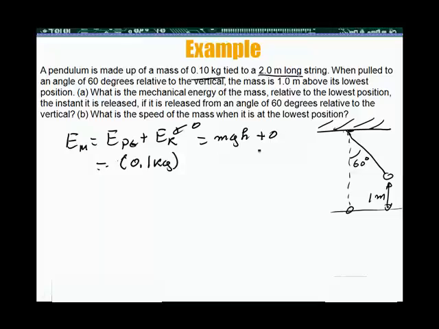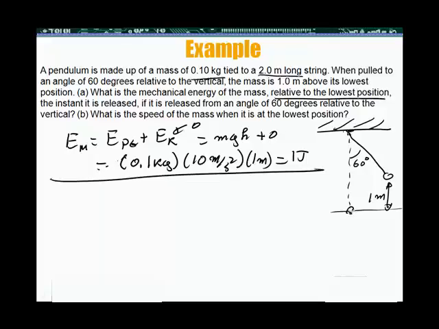It's going to be 0.1 kilograms, the mass, times the 10 meters per second squared, times the 1 meter above the lowest position, since they told us to get it relative to the lowest position. So 10 times 0.1 is 1, so this gives us 1 joule. So our mechanical energy at the initial position is 1 joule. Then it is asking us what is the speed of the mass at the lowest position.